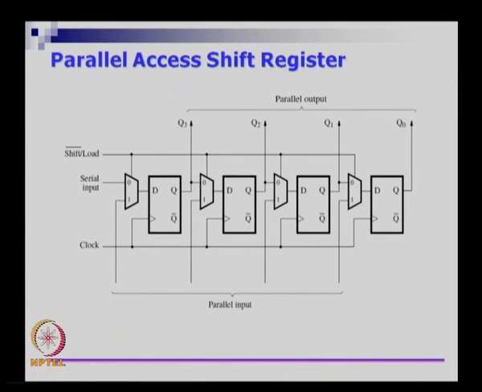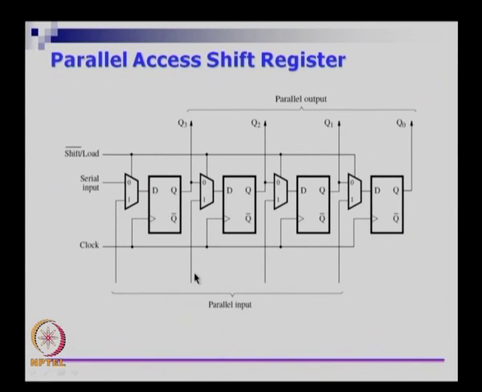So let us assume that for a while this line is a 1. If it is a 1, let us see what the circuit does. If it is a 1, then this mux is going to select whatever is on the pin 1 of each of these muxes. So this mux will select what is on pin 1, this mux will select what is on pin 1, and so on.